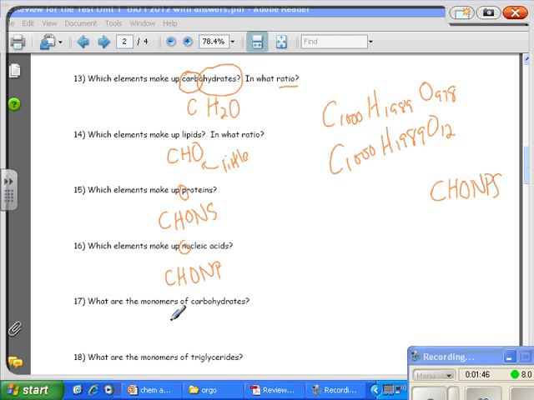What are the monomers of carbohydrates? Well, luckily for us, the monomers also start with mono, and so they are mono for 1, and then the carbohydrate word is saccharide.